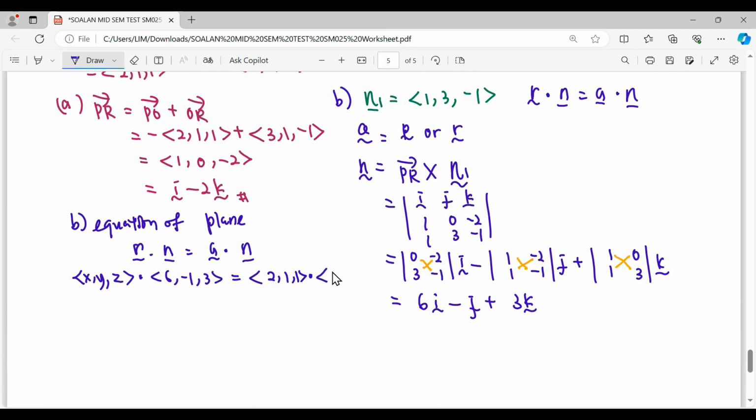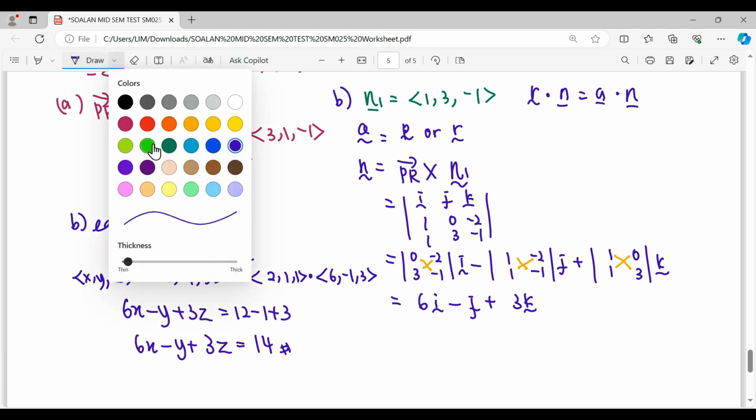Then dot with the normal, 6, -1, 3. So the dot product will be x times x plus y times y plus z times z. So here it will give you 6x minus y plus 3z equals 12 minus 1 plus 3. Simplify your answer. At the right hand side here, we get 14. So this is the Cartesian equation of the plane.